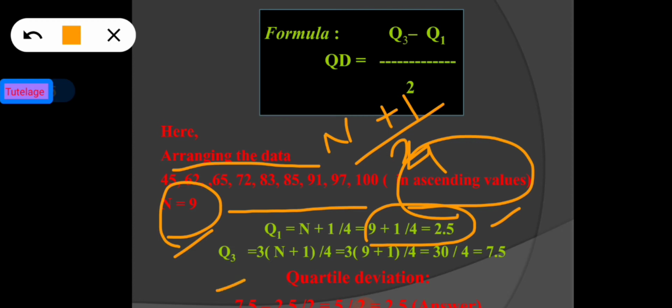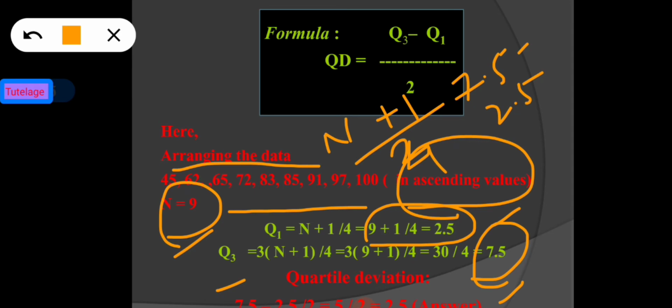And Q3 is 3 into n plus 1 by 4, that means 3 into 2.5. So that means 7.5 is the third quartile. Clear? So what is the formula? Q3 minus Q1. So 7.5 minus 2.5, which is divided by 2. So that is equal to 5 by 2, that means 2.5. So 2.5 is the answer of the first problem.